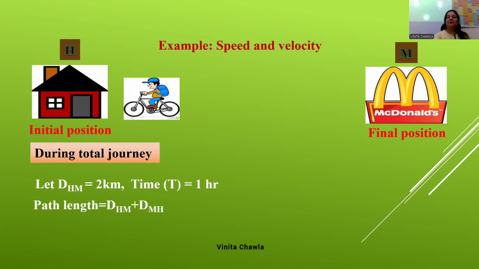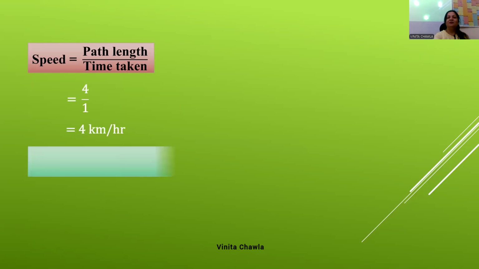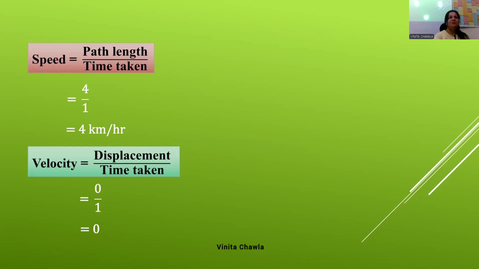So what is the path length? Path length is 4 kilometers and time is 1 hour. Displacement जीरो, 0. इनिशियल और फाइनल, initial and final are coinciding. So we can find speed as path length upon time. We'll put the values of path length and time. We'll get the speed and velocity: displacement upon time, because displacement is 0, so is the velocity. Easy, simple question.